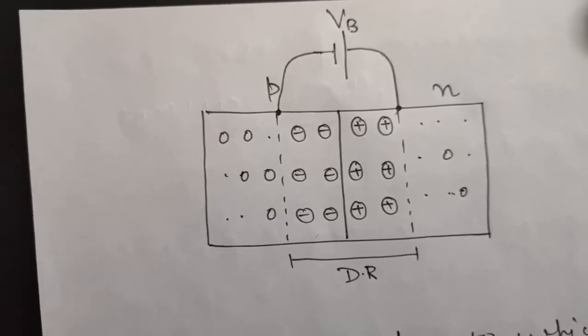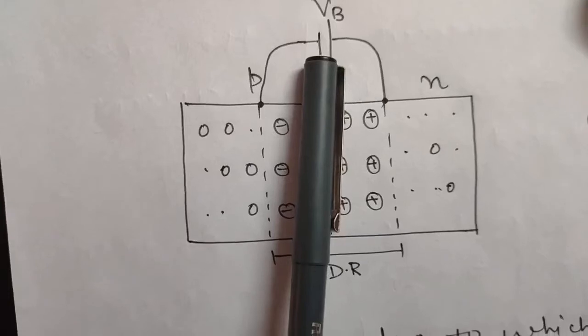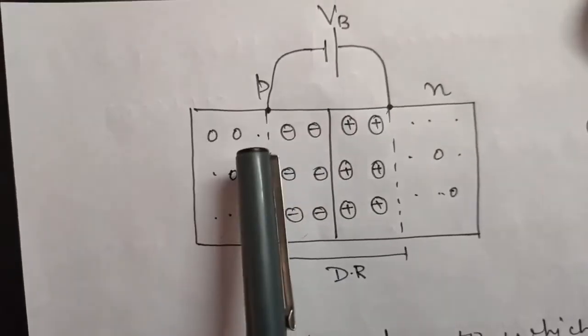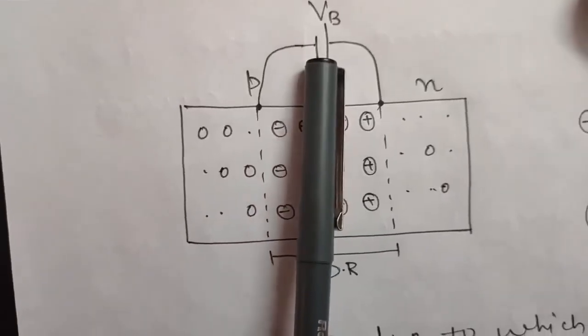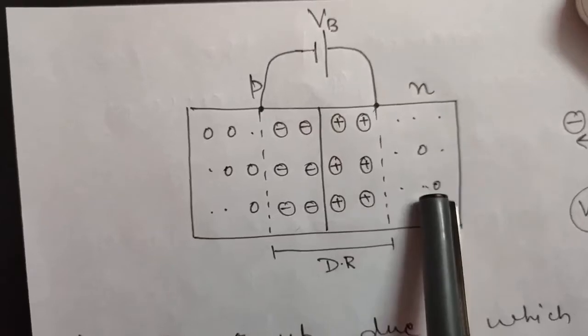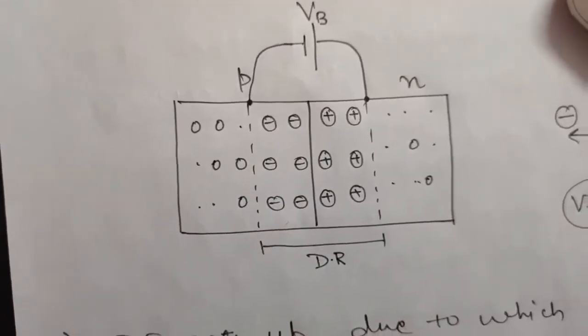Okay, again I'm explaining it: because here are holes and a negative electrode has come here, it will keep these holes here only, because positive holes will be attracted to the negative electrode only. Therefore, these holes are not able to go to the N type, or you can say this potential barrier is opposing the flow.